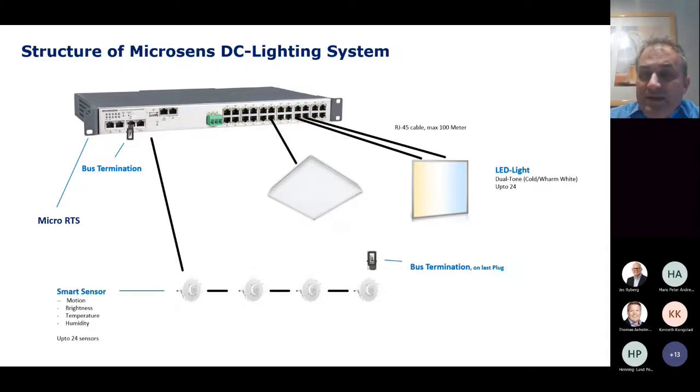All the data exchange between the Microsens devices happens over MQTT, which makes it easy to connect also to third-party devices, or to connect into a cloud, to the broker which is located in a cloud.